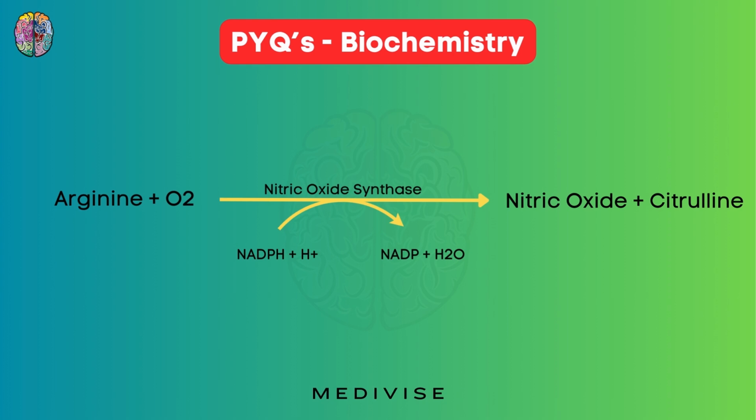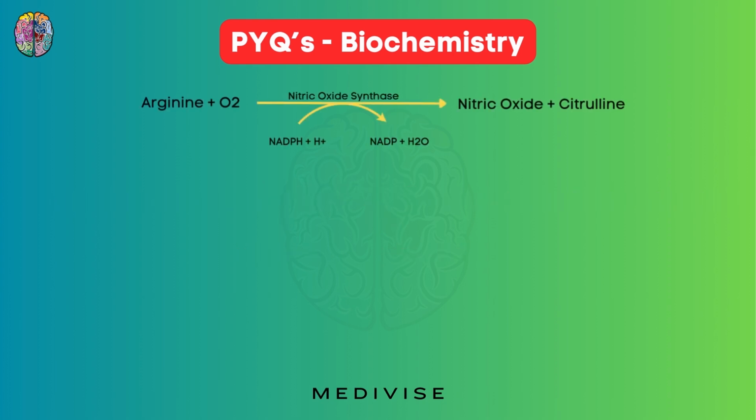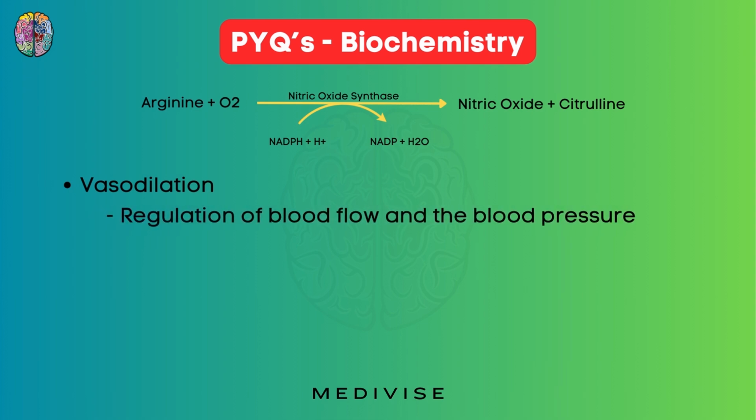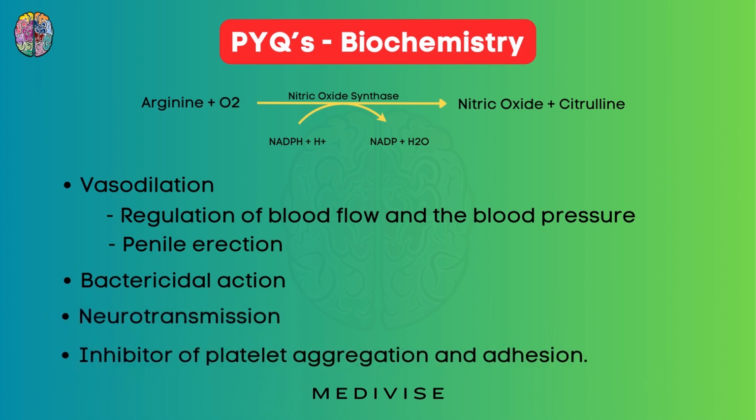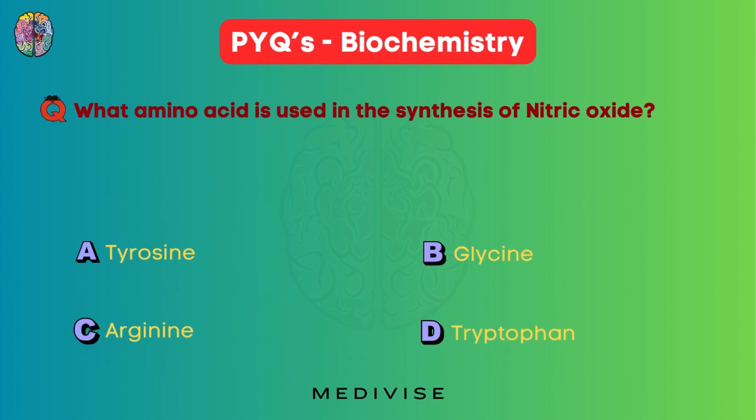Now, what are the other important things that you should know about? Nitric oxide causes vasodilation, which helps in regulation of blood flow and blood pressure. It also helps in penile erection. Nitric oxide has a bactericidal effect. It is also a neurotransmitter and an inhibitor of platelet aggregation and adhesion. These are important one-liners that you should know. So coming back to our question, our correct option is option C.